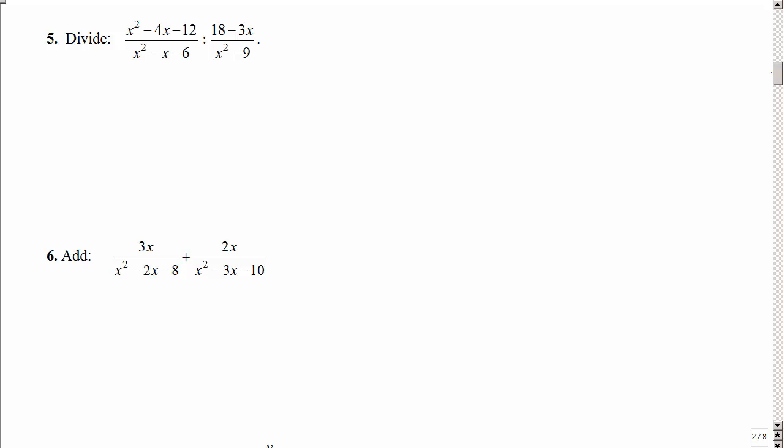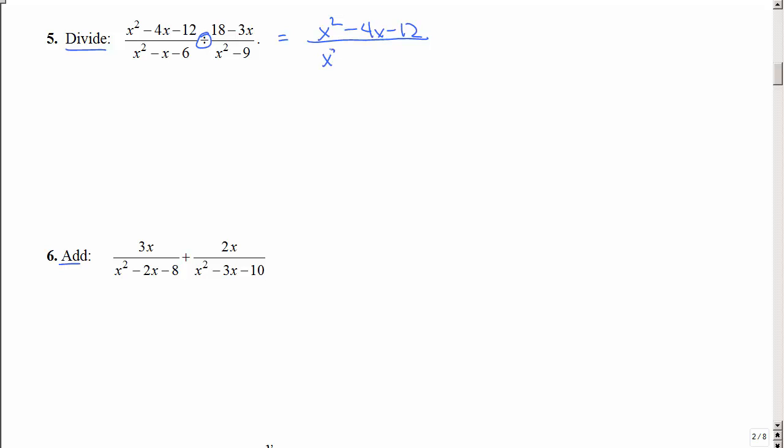The next few problems deal with rational expressions and what we're going to do with them. So we have a division problem, we have an addition problem, we have equations. So do I just start dividing? Well, in a way, but what do we do with fractions when we divide?